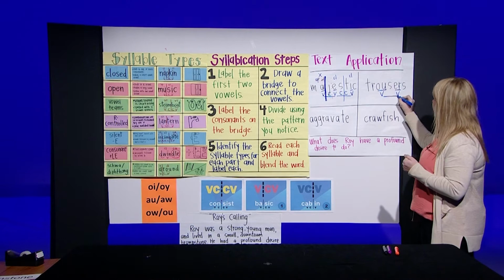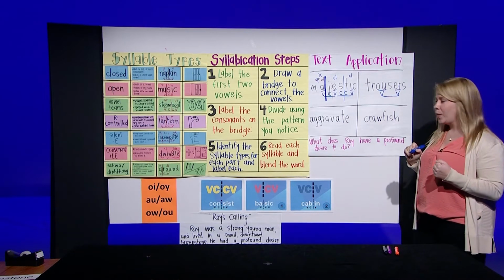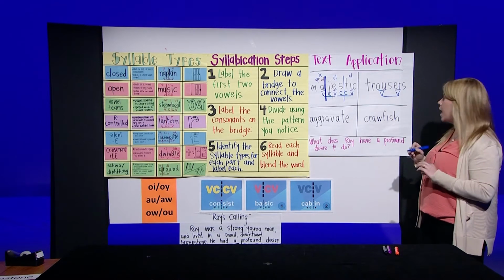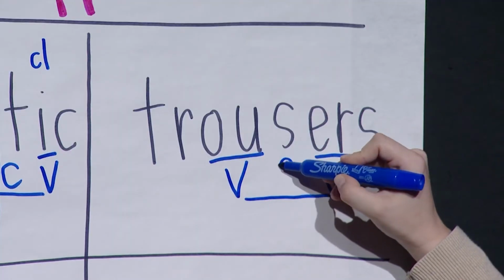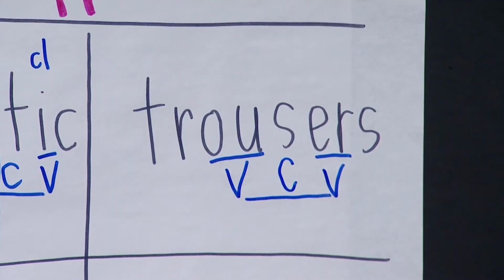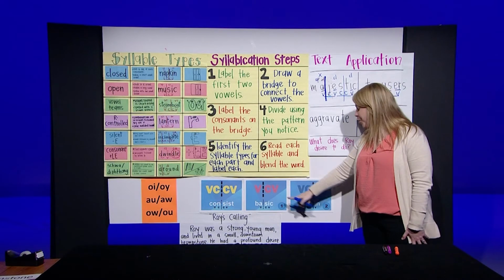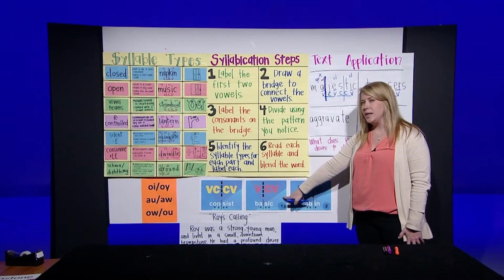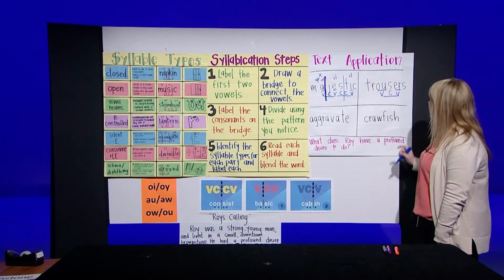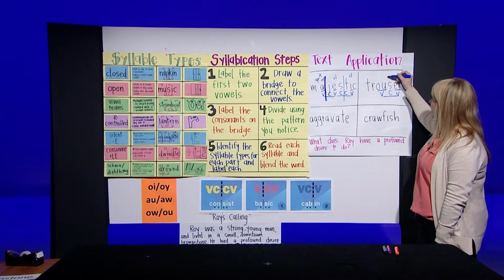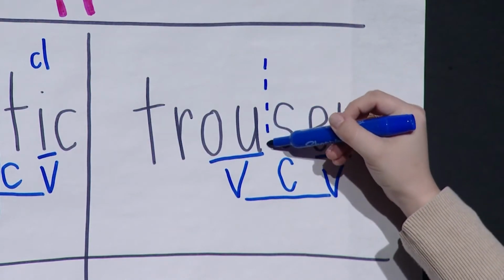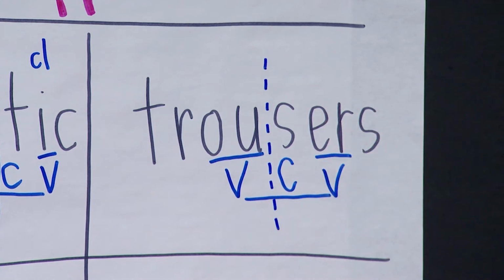Good, let's draw our bridge. Oh, and I heard you already say step 3. We're going to label that consonant you see on our bridge. Very good. We'll label that consonant S. Okay, what does step 4 ask me to do? Good. We're going to divide using the pattern we notice. And our pattern is V, C, V. And we have 2 ways we could divide that. But we're always going to try this first one before anything else. So let's draw our dotted line just in case, right after the first vowel.